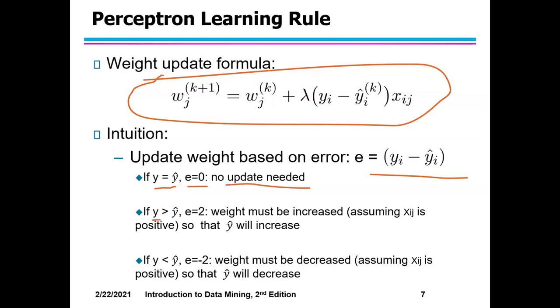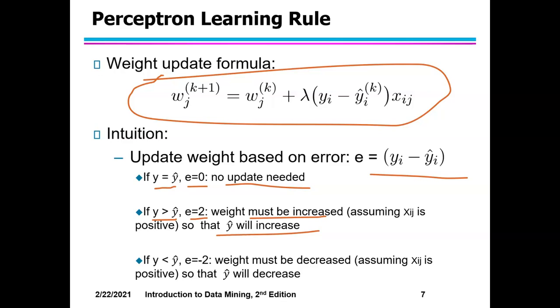If your new output is greater than the previous output, then the error is 2, for example, so by calculation the weight must be increased. So it means that you need to increase your weight, right? Assuming xij is positive, y will increase, y dash will increase.